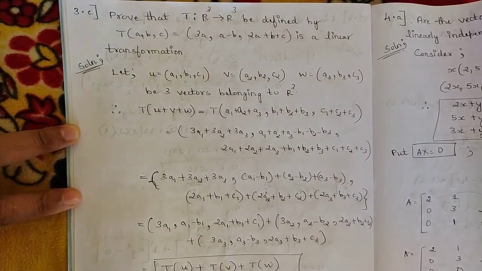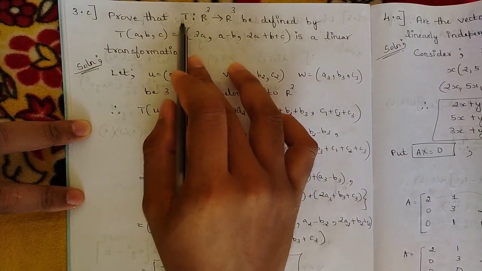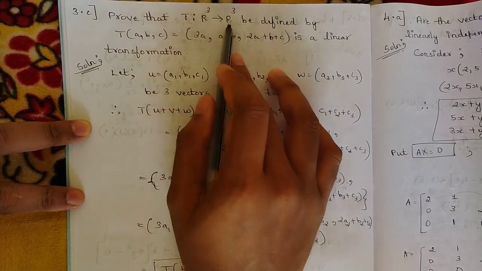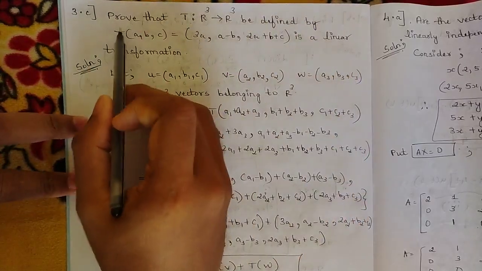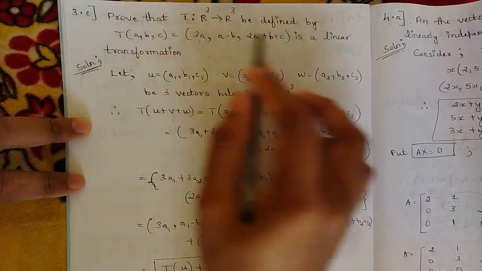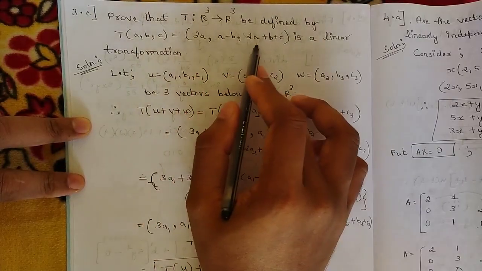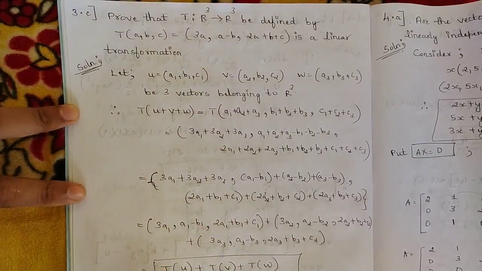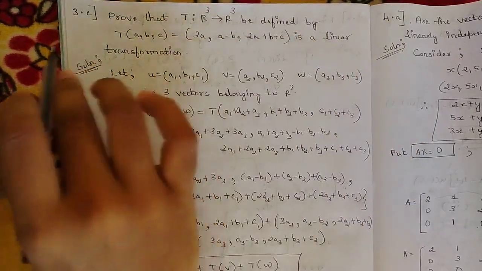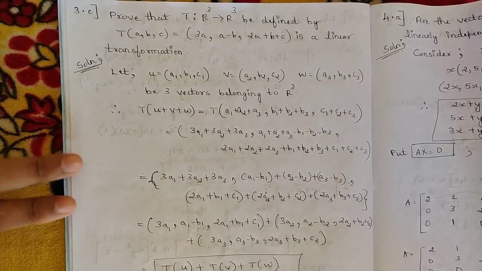So this is the next question, 3C. They have given: prove whether the transformation from R cube to R cube, that is the third order to third order, defined by T of ABC equals 3A comma A minus B comma 2A plus B plus C, is a linear transformation or not. You should be proving with respect to the conditions given whether this satisfies the condition of linear transformation or not.